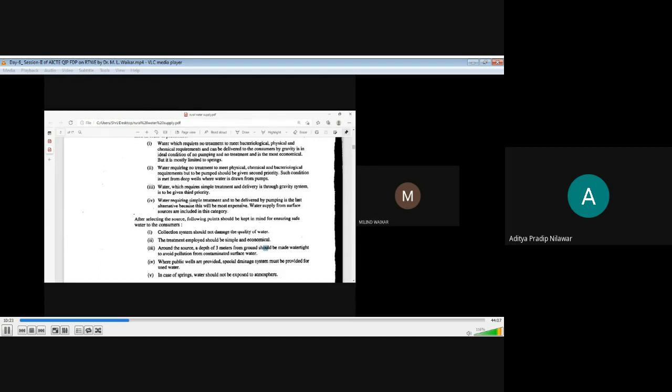Water requiring simple treatment and to be delivered by pumping is the last alternative, because this will be the most expensive amongst all these 4 alternatives. Here we can think of water supply from surface sources or water supply from water bodies.